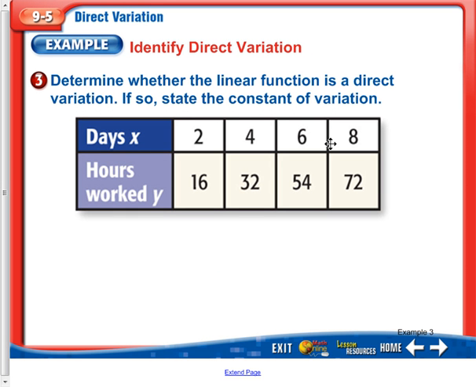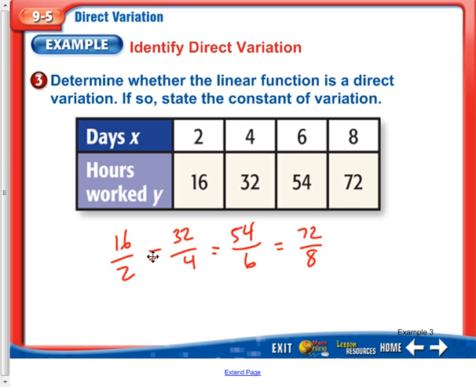Determine whether the linear function is a direct variation. If so, state the constant of variation, or constant rate of change. So we need to determine whether this is a direct variation. If it is, then all of these ratios will be equivalent. So I'm just going to go ahead and write 16 over 2 equals 32 over 4 equals 54 over 6, and that equals 72 over 8.